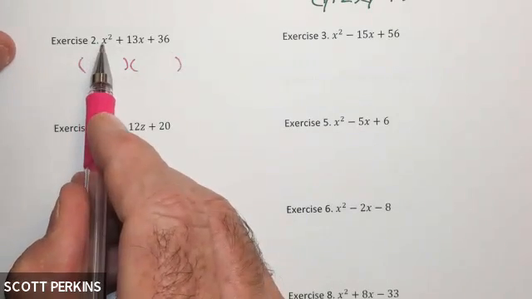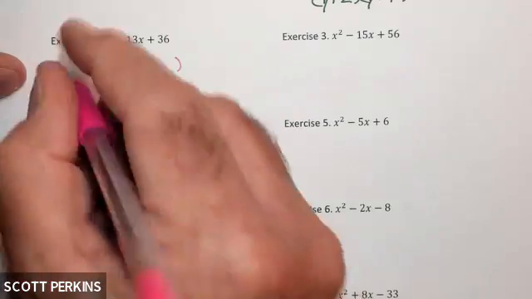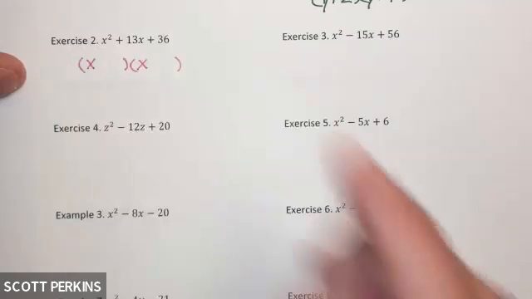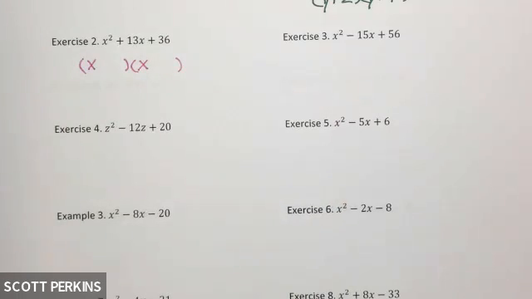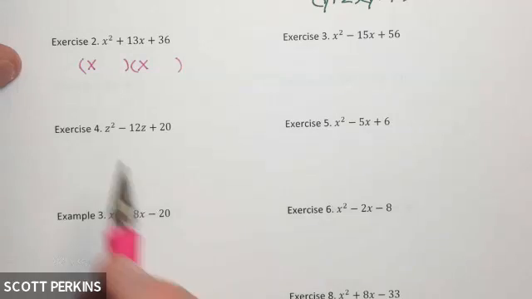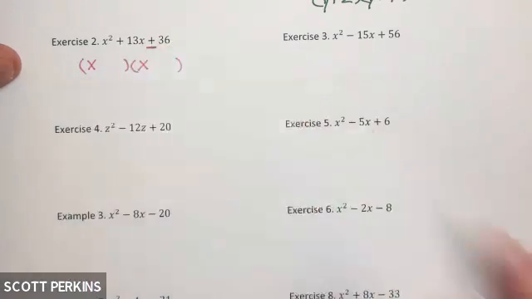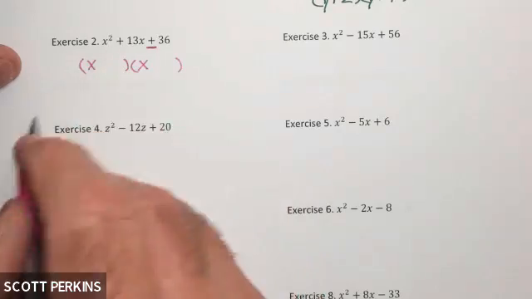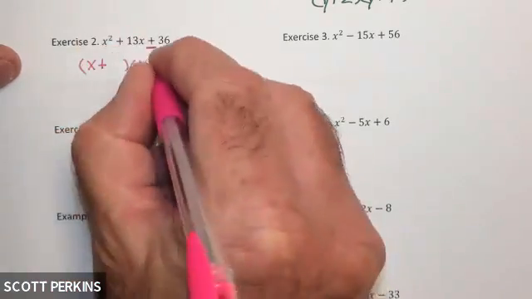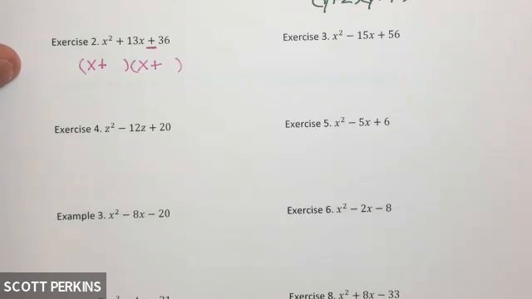So my firsts are x squared. The absolutely and only choice is x times x. That's why we start with the problems that have a 1 in front of the x squared, because it limits the choices. My signs, again, are going to both be positive, because the plus in front of the 36 says they have to have the same sign. And then since they add up to a positive 13, they're both positive. And then what are the 2 factors of 36 that add up to 13?